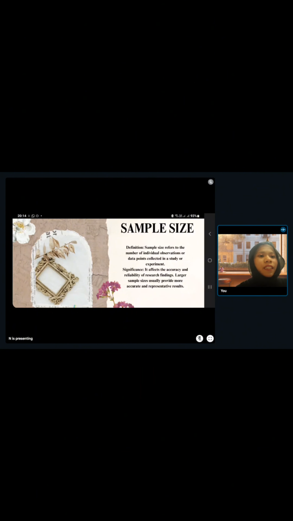So for the sample size, the definition: sample size refers to the number of individual observations or data points collected in the study or experiment. As for the significance, it affects the accuracy and reliability of research findings. A larger sample size usually provides more accurate and representative results. Okay, let's go on to another part.